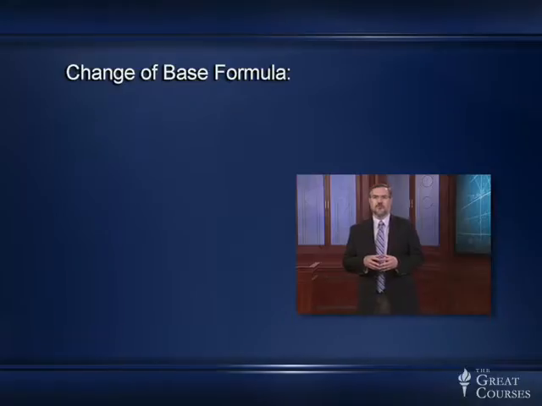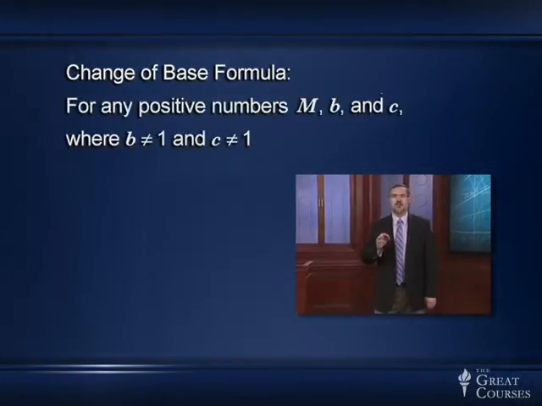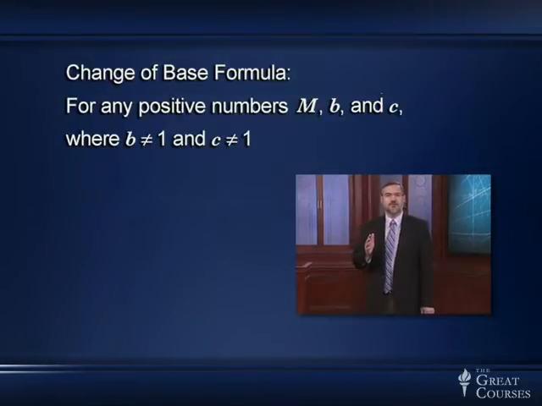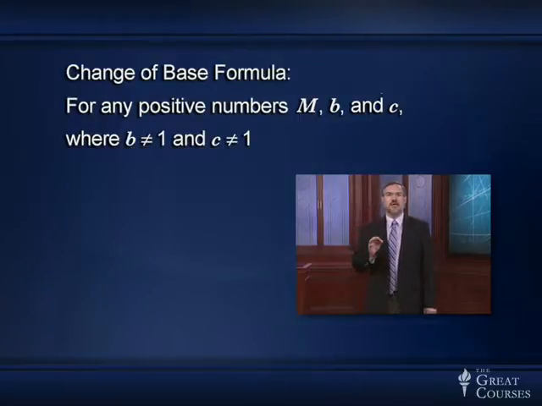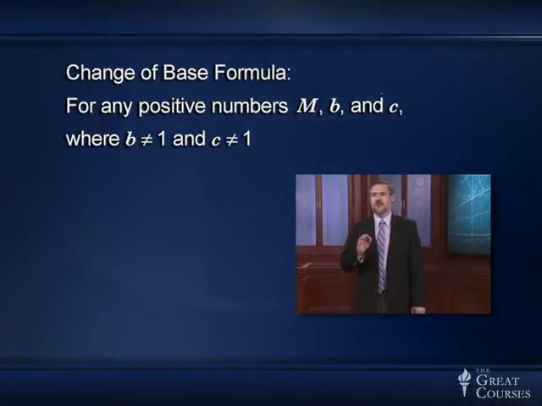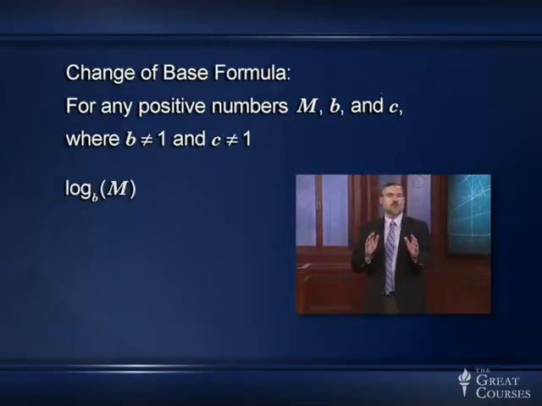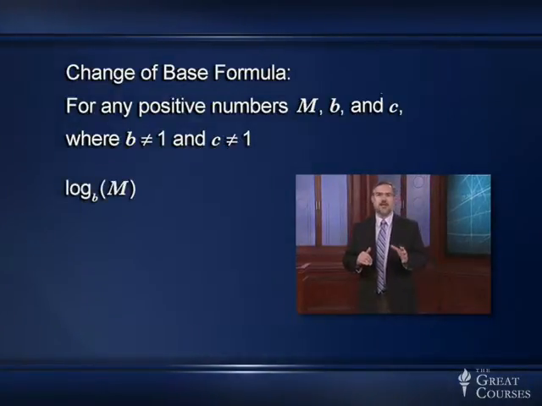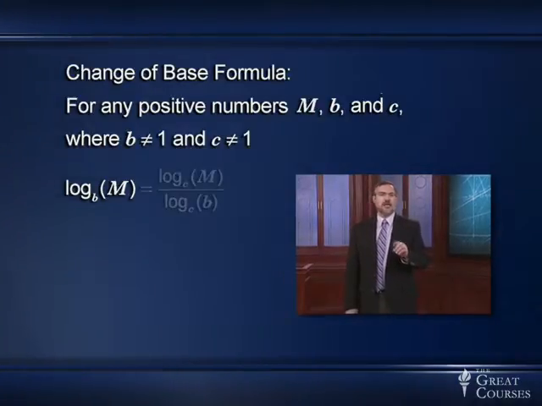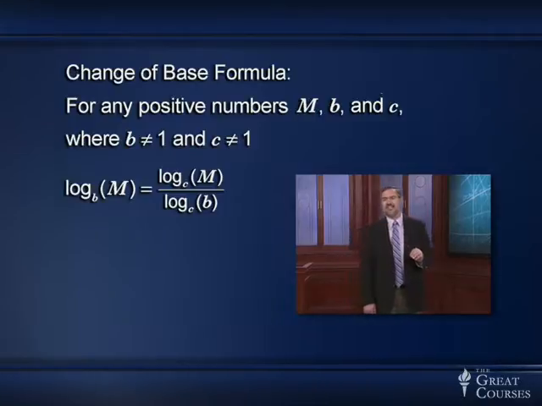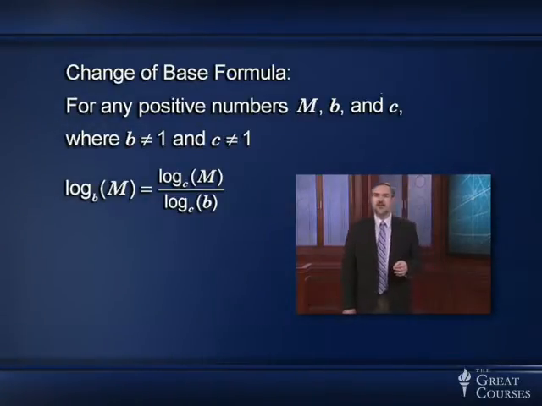So here is the change of base formula. Take a number m, which is a positive number, and b, which is positive as well as c, where b and c are not allowed to be equal to 1. Then you can change the base of log base b of m in the following way. Log base b of m equals log base c of m divided by log base c of b.